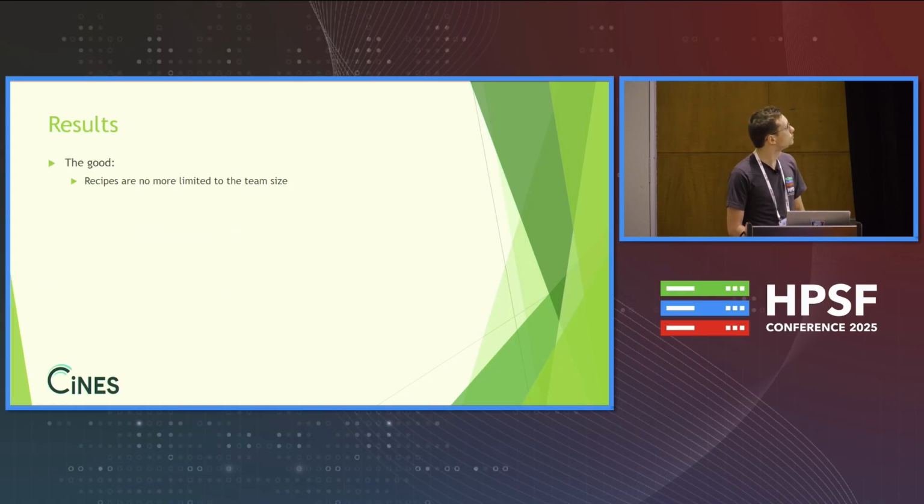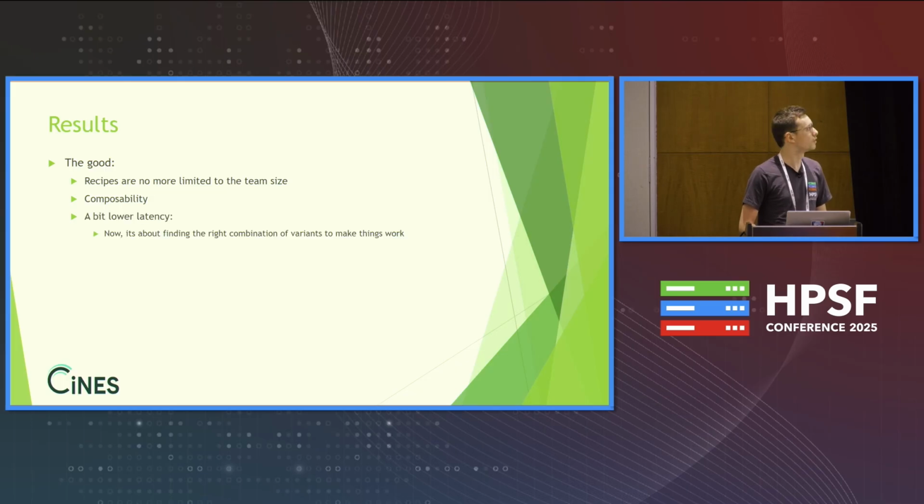So the good. Now we are no more limited by the size of the team. Previously, when we were doing manual builds, we were limited by the size of the team at CINES. Now we can benefit from the Spack work and the community, which is great. So we have composability and a bit lower latency than before.